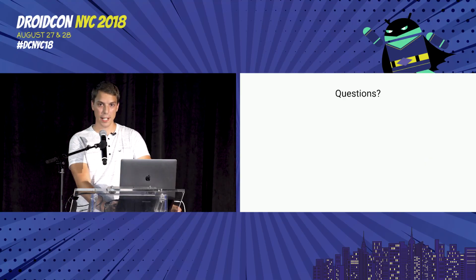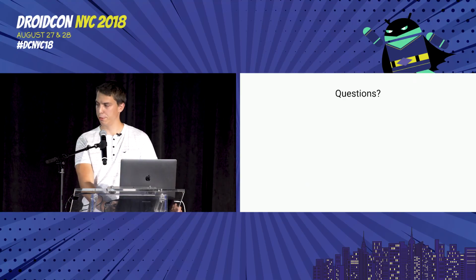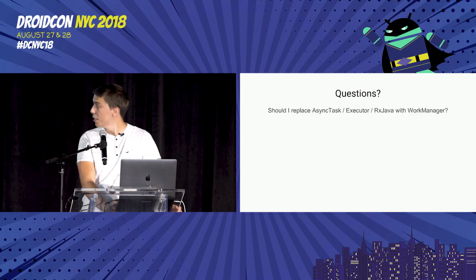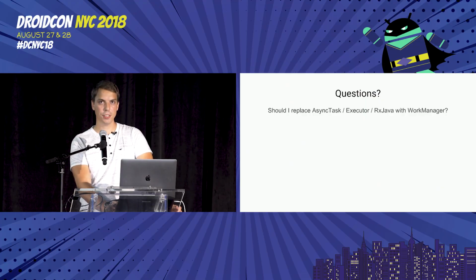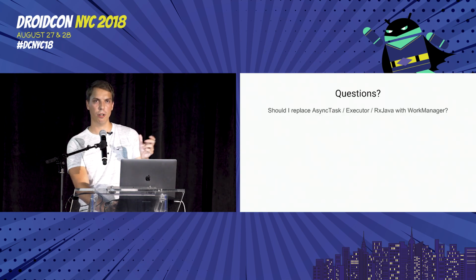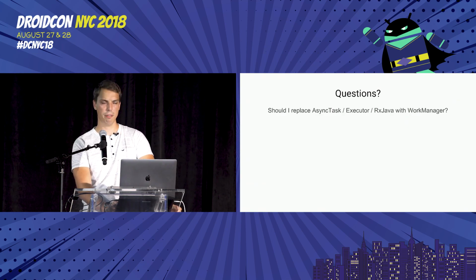Okay, are there any questions? I might start with the first question in case somebody is curious. So WorkManager, with this parallel API and the chaining workers, somehow sounds similar to RxJava. So the question comes up, should I replace AsyncTask, RxJava, or whatever async API with WorkManager?